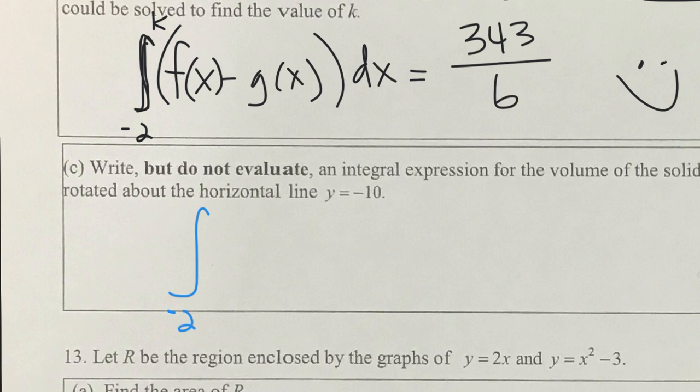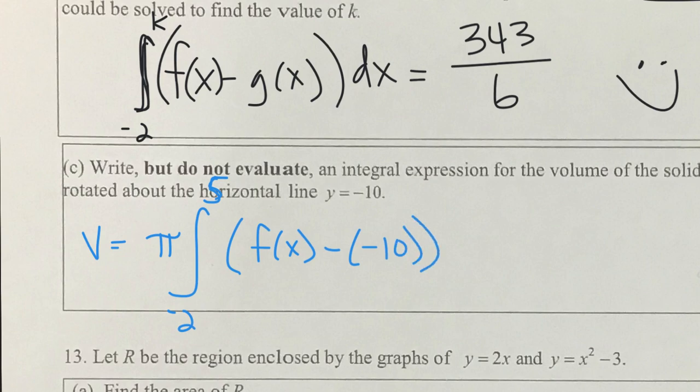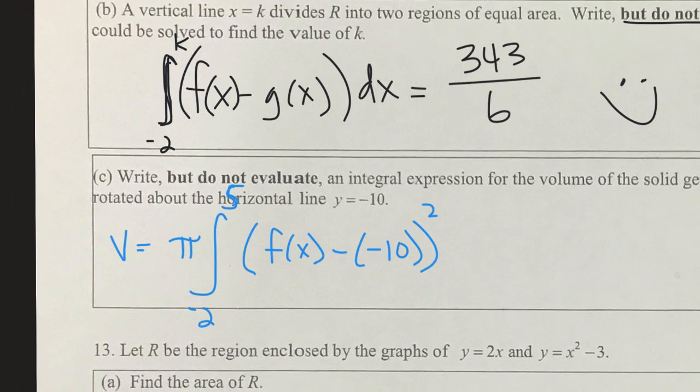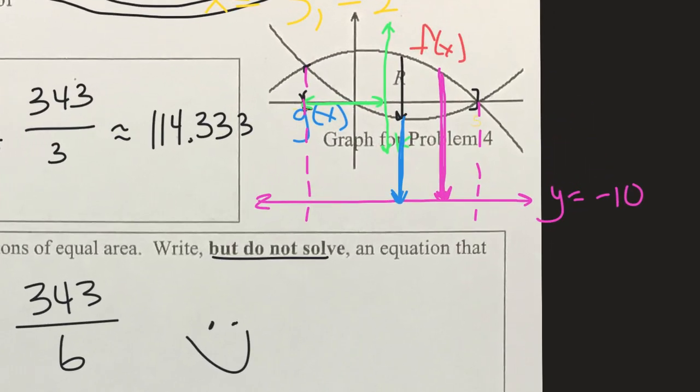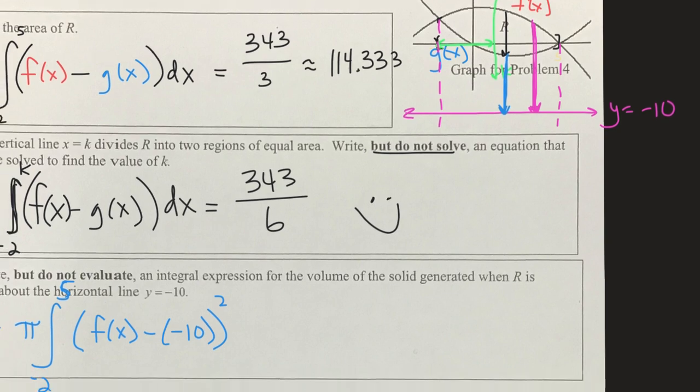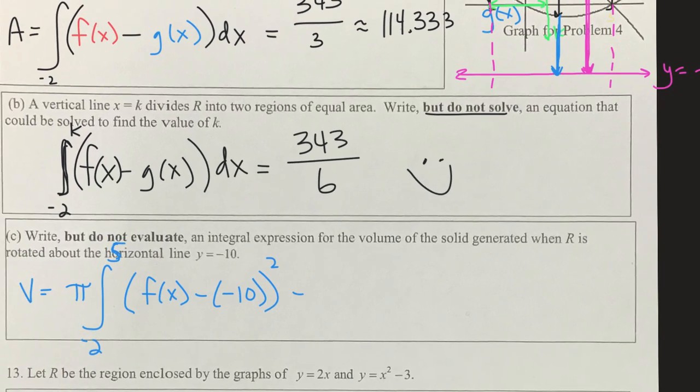from -2 to 5, pi times, so it's a volume. So volume equals pi r squared. The farther radius is the f of x function minus -10, squared, right? F is the function that's farther away from your line. So it's the one that goes first, that creates the outer shell, minus the g function minus -10 also.